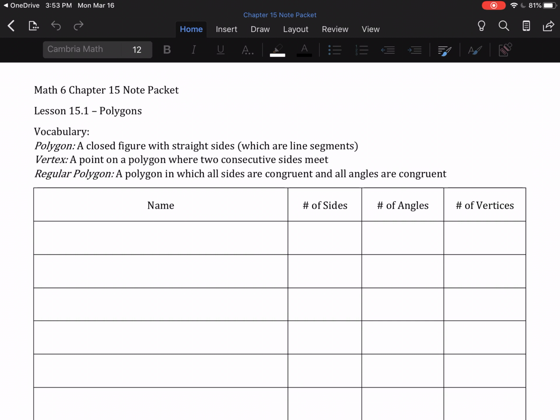Okay, sixth grade, we are starting chapter 15. If you came into the school on Monday and you came and saw me, I gave you a printed copy of this note packet. If you didn't get a printed copy, it is available on Google Classroom. You can print it. You can also just watch this video over and over and over if you need to.